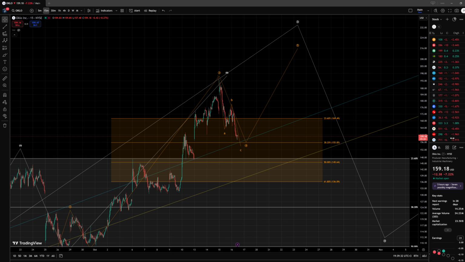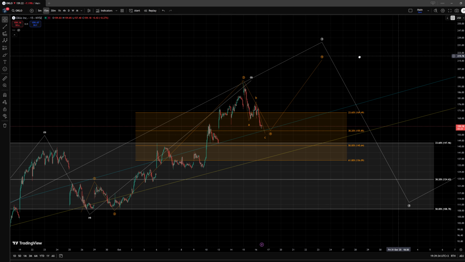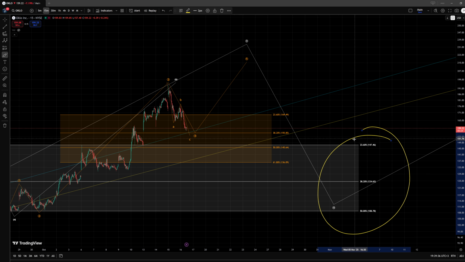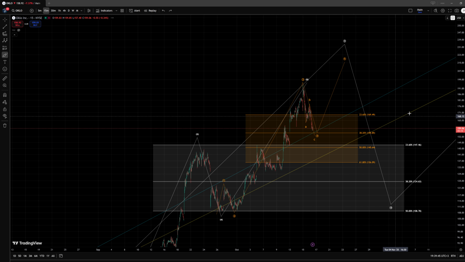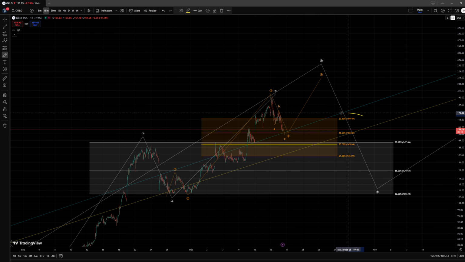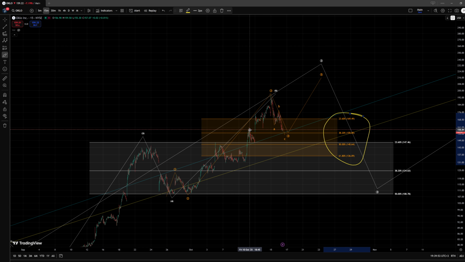From a larger time frame perspective, I want to point out again, we are looking at this area in white between the $147 all the way down to the $108 level, and for a shorter time frame position, we are looking at the area here in orange between the $169.5 all the way down to the $136 level.